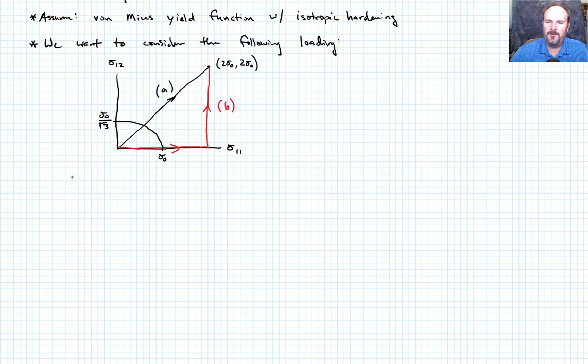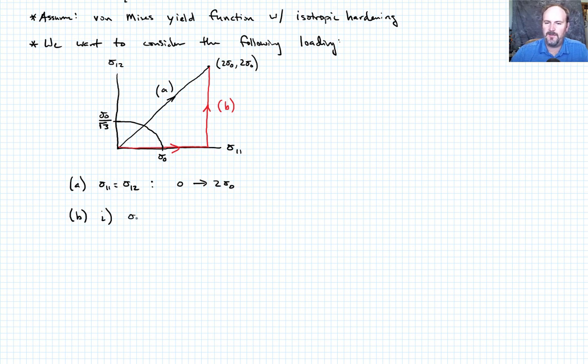So let me just write this out. For path A, we're going to have sigma 1,1 for the whole time equals sigma 1,2, and both of them are going to go from 0 up to 2 sigma naught, right? And then for path B, we're going to have that actually in 2 parts. The first part runs from 0 up to sigma 1,1 equals sigma naught.